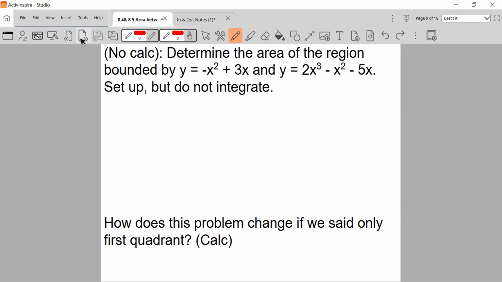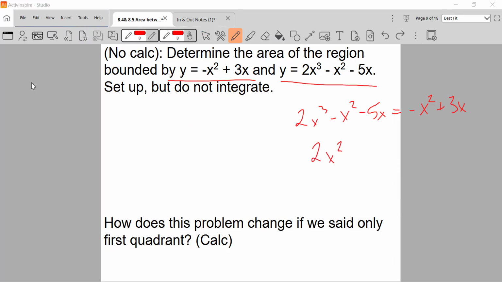We're going to determine the area connected by these. We're also going to set up but not integrate, which means that we need to figure out where these two intersect. So I'm going to set this equal to this, and now we need it to equal 0 so that we can actually solve. We get 2x cubed. The x squares will cancel, and we're left with a minus 8x. I can factor out a 2x, and I'm left with x squared minus 4.